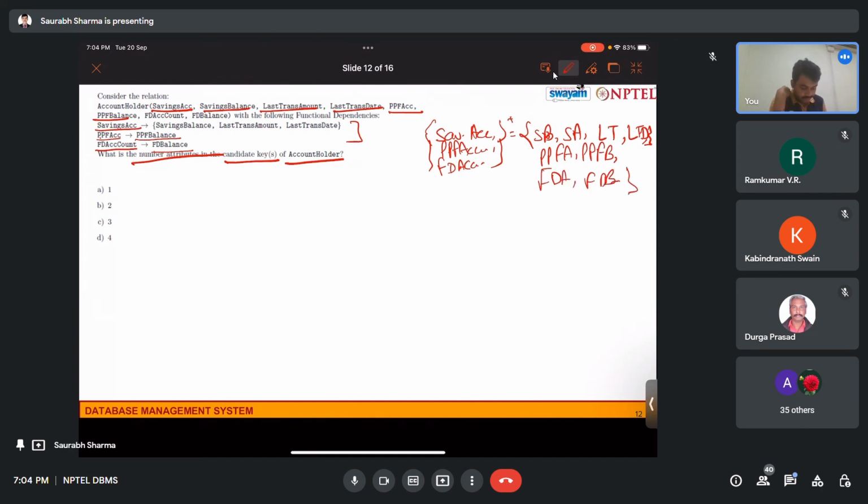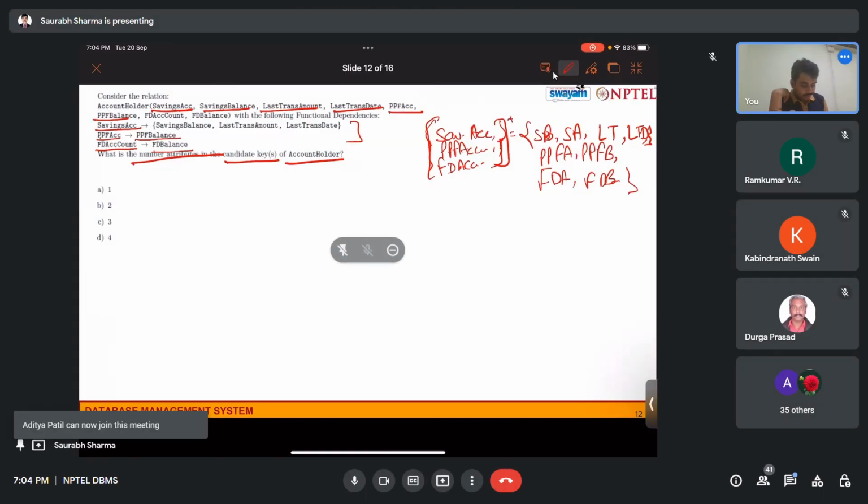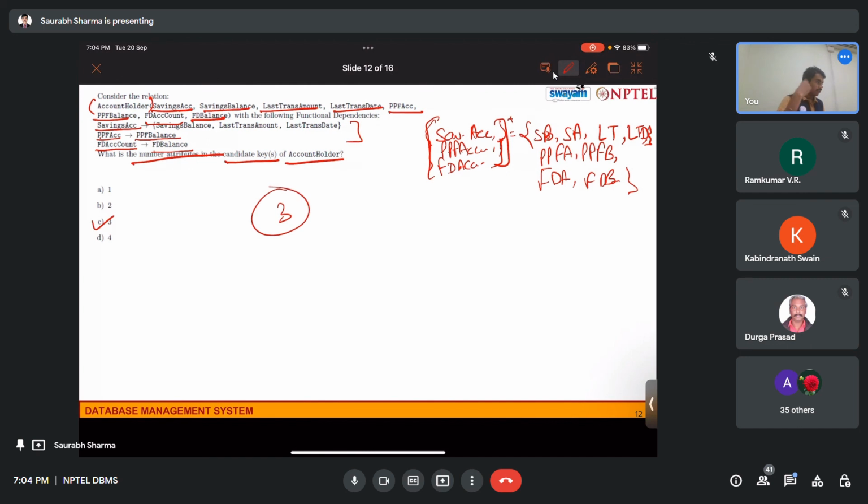So if we look closely, there are three attributes. If we take them compositely, we can determine all the attributes which are there in the relation. So the answer will be 3 here. Okay.